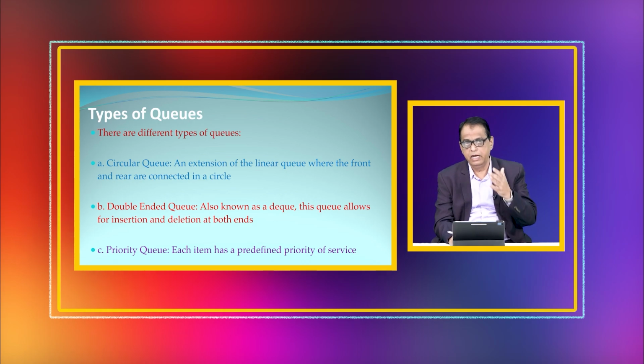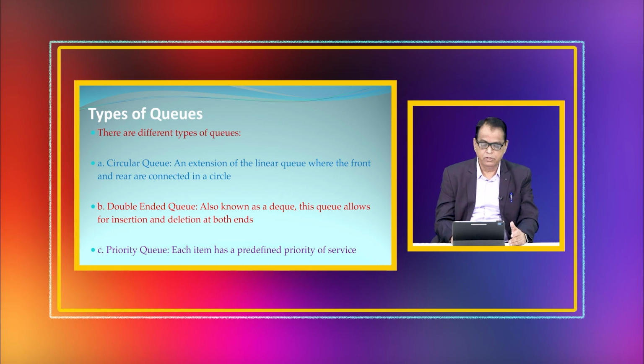So, these are the three different types of queues that can be constructed by using a simple linear queue: the circular queue, then the double-ended queue, and then the priority queue. Now, let us see in what way we can form these different queues.